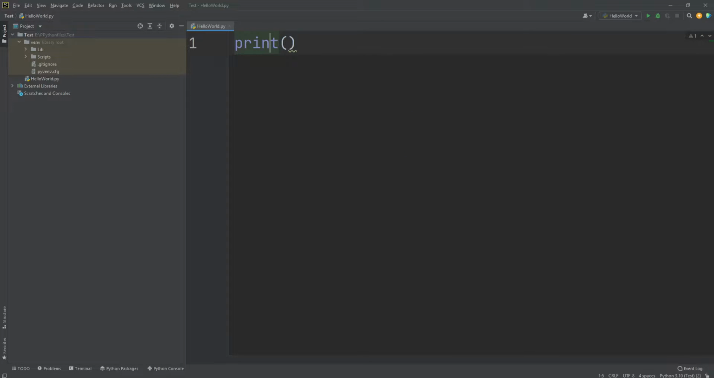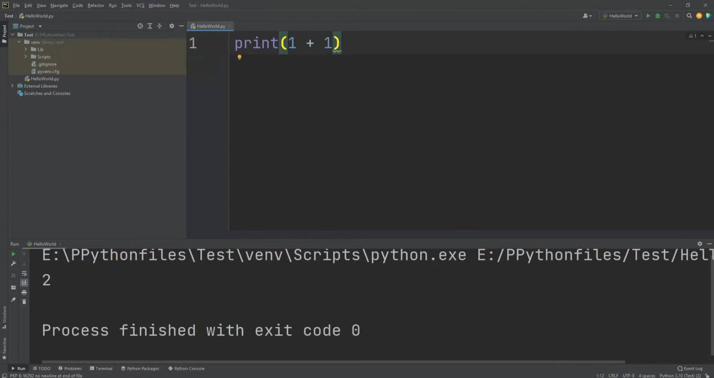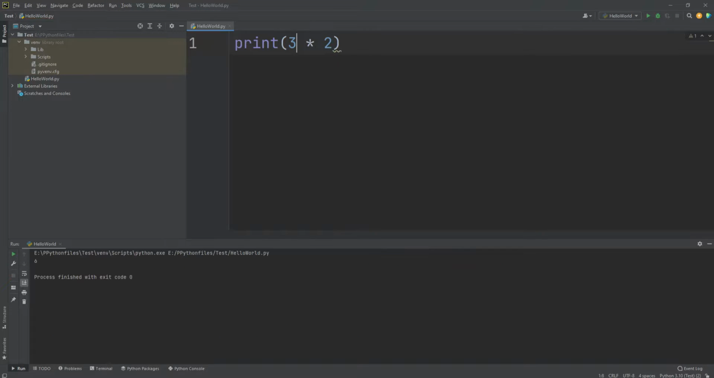So here we can print 1 plus 1. If I run this, as you can see, it's going to give me 2. And we can do the same thing for minus, which is going to give me 0. I'm not going to run all of these. You can also do the same thing for multiplication. I'll show you this one actually. So 2 times 3. If I run this, it's going to give me 6.